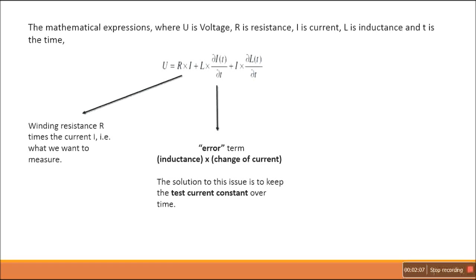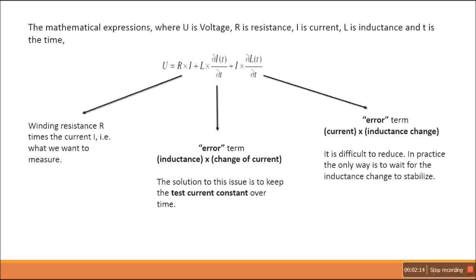The solution to avoid this error is to keep the test current constant over the time. The third term is current into inductance change. It is difficult to reduce. In practice, the only way is to wait for the inductance change to stabilize. This is the reason why it takes long time for the reading to stabilize when we go for checking the winding resistance of the transformer.